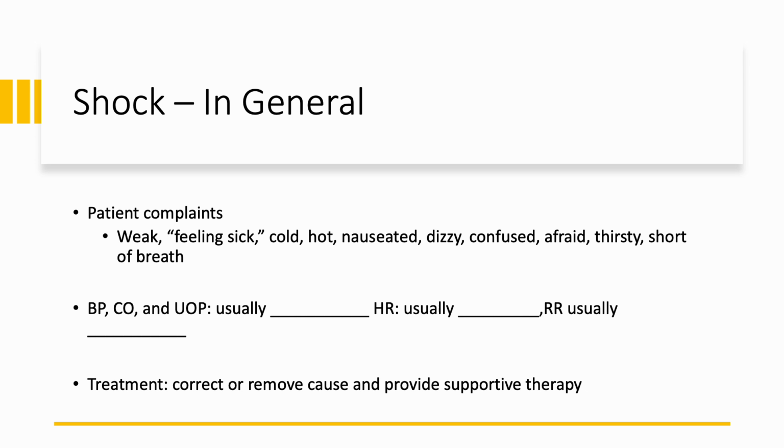In terms of vital signs, your blood pressure, cardiac output, and urine output are typically low in shock due to decreased perfusion and poor cardiac output. Heart rate usually is high as the body tries to compensate for the decreased perfusion. Respiratory rate is also increased as the body attempts to improve oxygenation and maintain acid base balance.